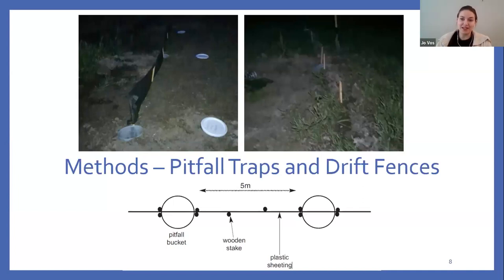And generally you set up a fence along the way so that it directs them towards the buckets. They fall in, and you check it regularly during the session that you're out there for, so that they are not spending too much time in there.